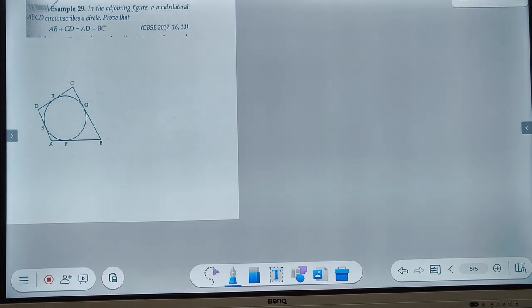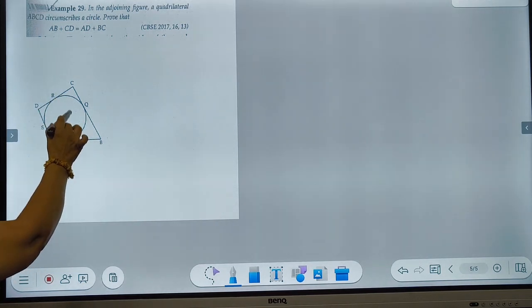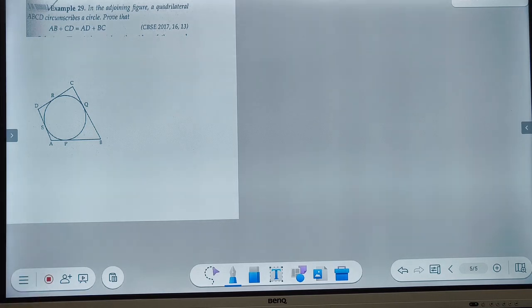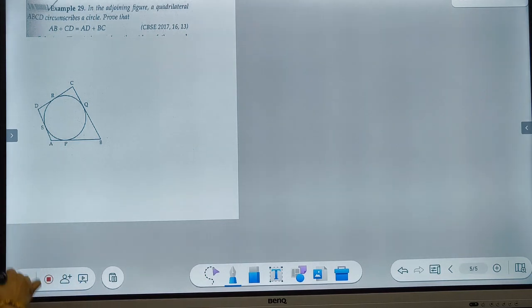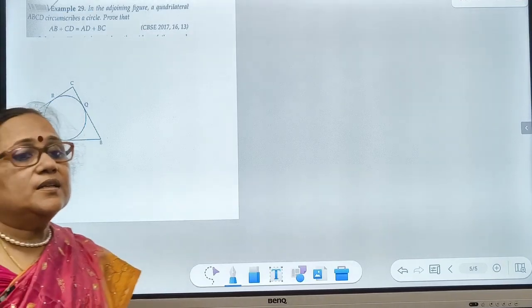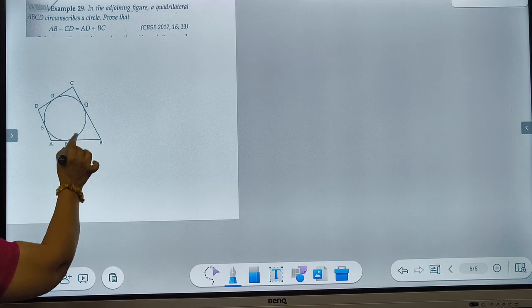Now look at the next problem. A quadrilateral ABCD circumscribes a circle. That means the circle is drawn inside the quadrilateral in such a way that it touches the sides at one point. Okay. So what do you observe here? Again, I'm going to make use of the same result, that the tangents drawn from, for example, the point A to the circle are equal.